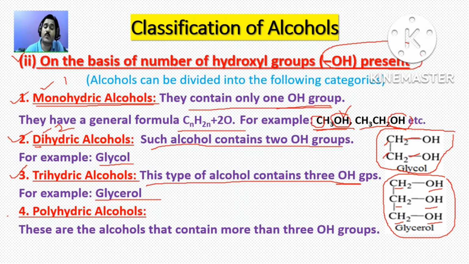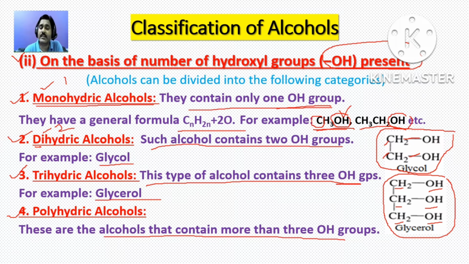And the last one is polyhydric alcohols. Polyhydric alcohols are those alcohols which contain more than three hydroxyl (OH) groups. So monohydric alcohols have one OH, dihydric alcohols two OH, trihydric alcohols three OH, and polyhydric alcohols more than three OH groups with carbon atoms. That is the classification.